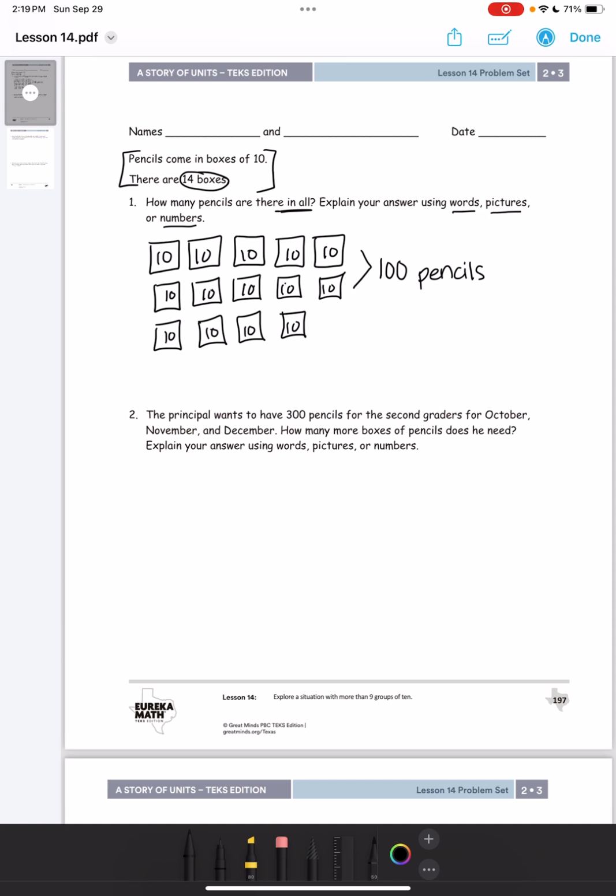Now I can look at what's left. That would be 10, 20, 30, 40 pencils. So the 4 boxes are 40 pencils. Then I can just add those together. 100 pencils plus 40 pencils equals 140 pencils. So to start out with, there are 140 pencils at the school.